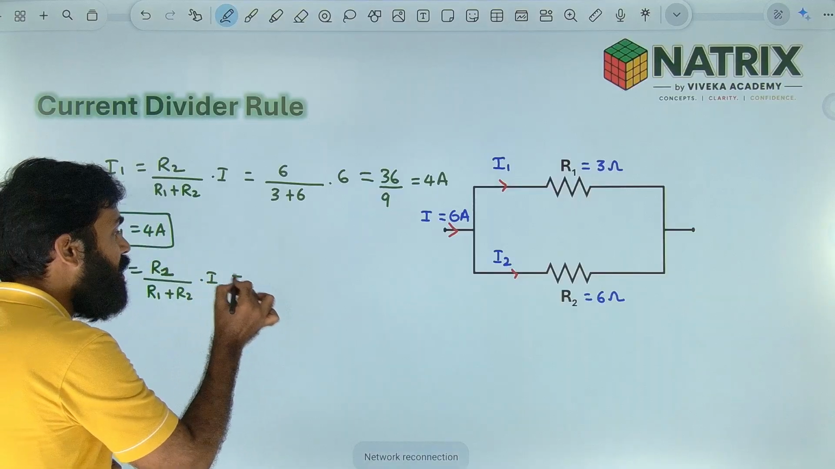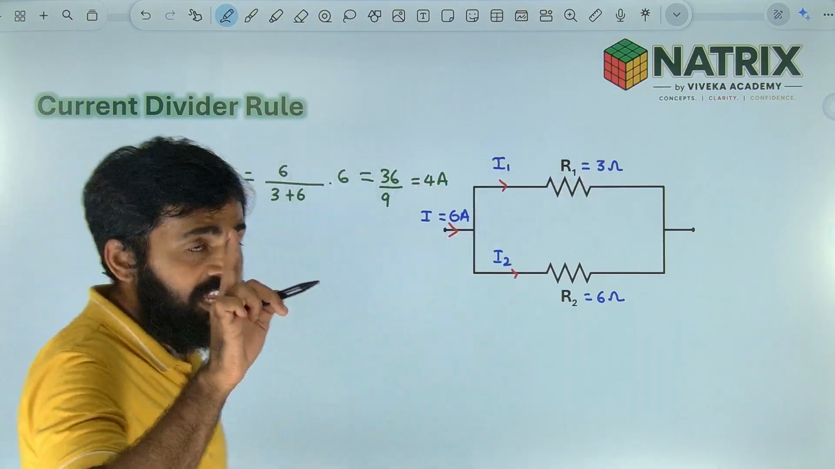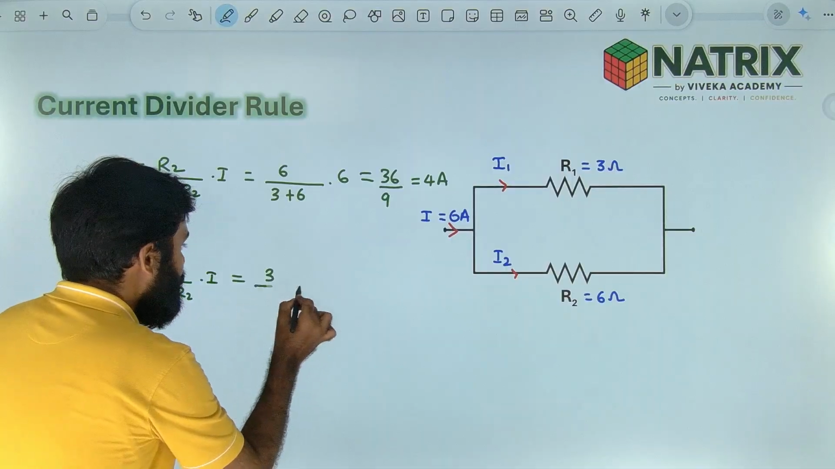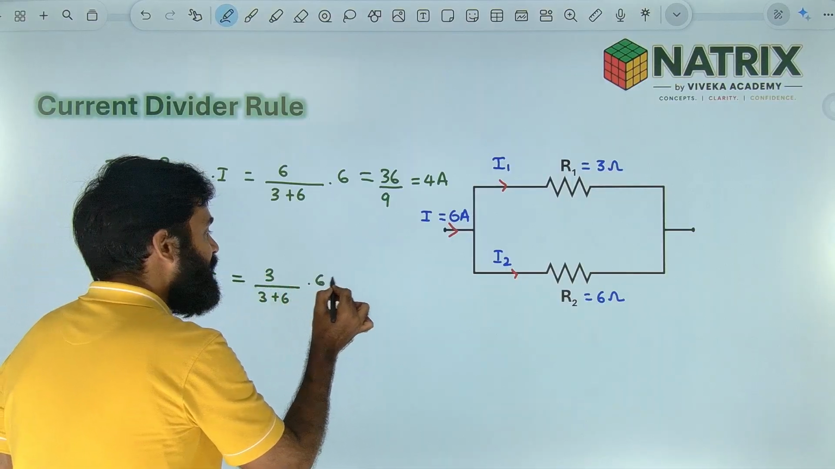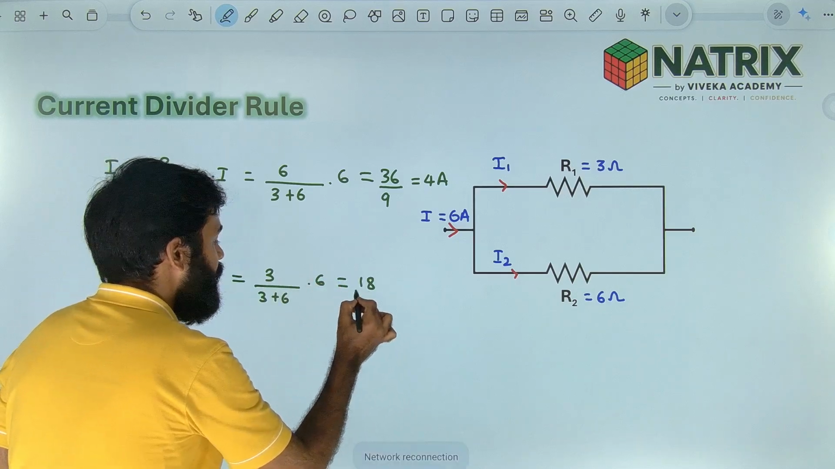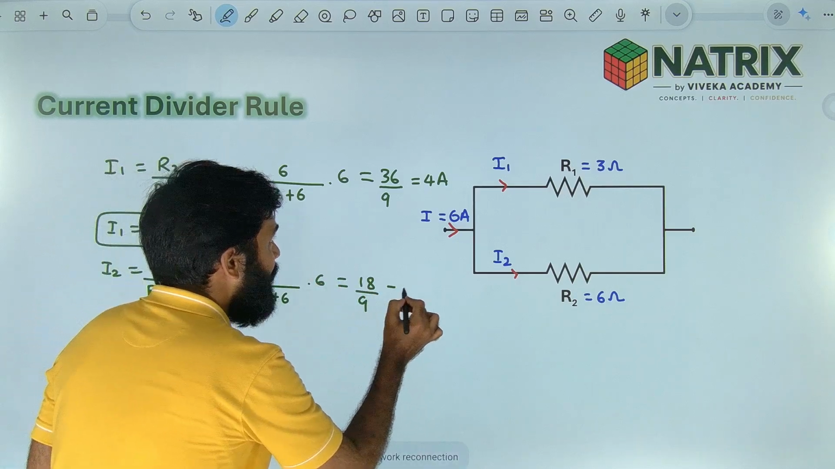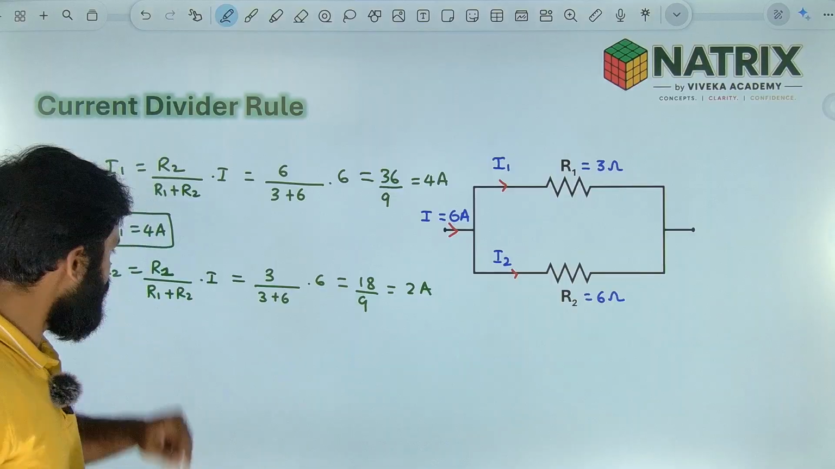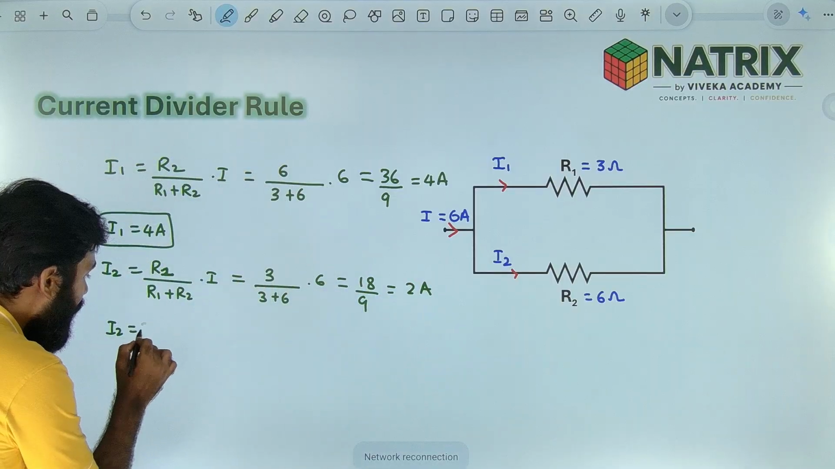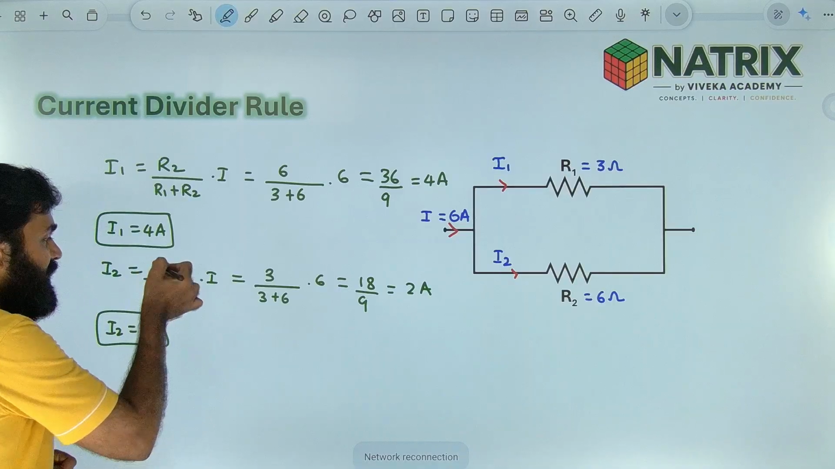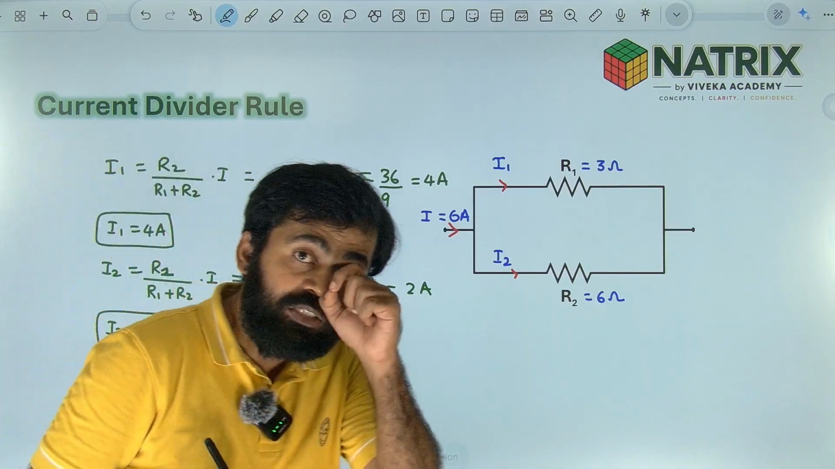So how much is the value of R1? R1 is 3 ohm. So it is 3 ohm divided by 3 plus 6, 9, into total current, which is 6. 3 sixes are 18. 3 plus 6 is 9. 18 by 9 is 2 ampere. I got the value of I2. I2 is 2 ampere. I can find this using this formula, or I told there is one more method.